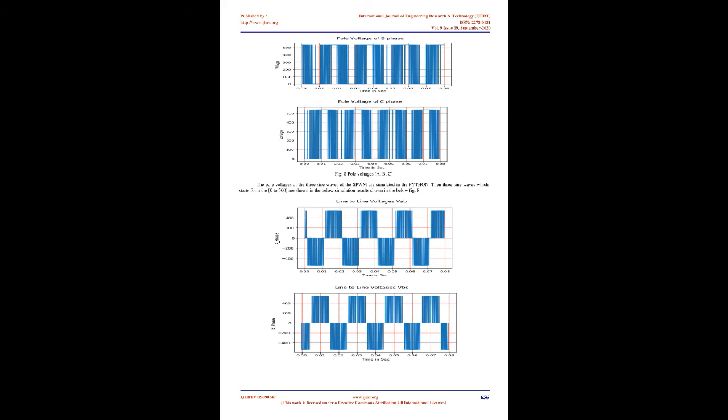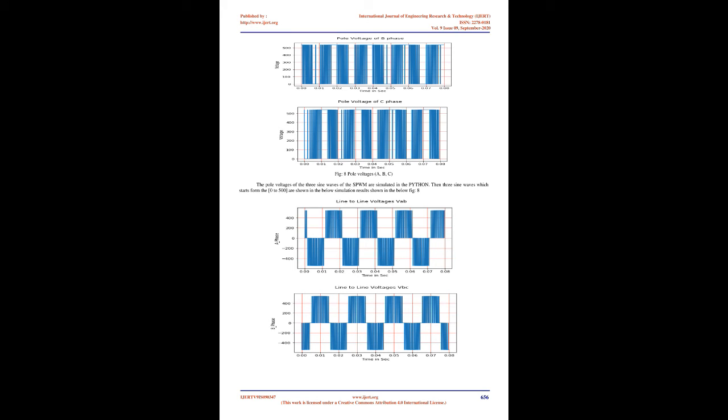From the simulation of the SPWM used in MATLAB, the following Fig. 3 shows how to get the pole voltages, which start at a range of 0 to 600 on the y-axis, and the x-axis starts at 0 to 1, as shown. Pole voltages, VAO, VBO, VCO.